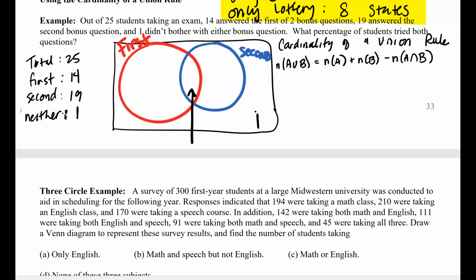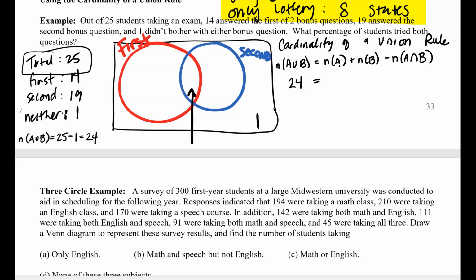Let's think about what A union B would be. A union B is both of these circles. If I know there are 25 total students and there was one that didn't answer either, then 24 must be in these circles altogether. So I'll just write that over here on the bottom left. The number of A union B is going to be 25, which is the total, minus 1, the number of students that didn't answer either, and that equals 24. So there are 24 students that answered either first or second or both. So 24 is going to go there.